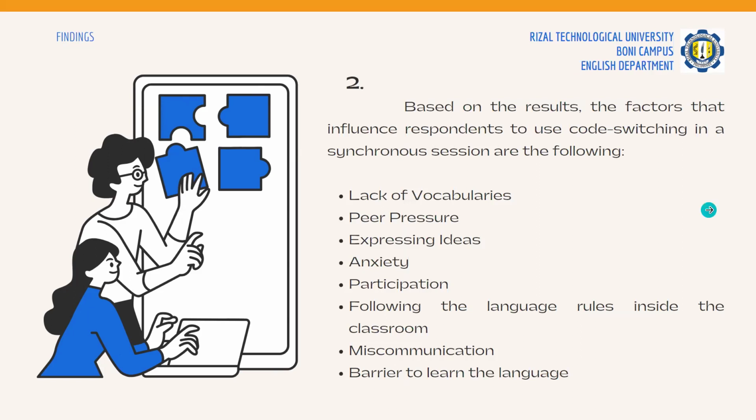Okay, for the next one, which is our SOP2. Based on the results, these are the factors that influence the respondents to use code switching in a synchronous session. The first one is lack of vocabularies. Second, peer pressure. Third is expressing ideas. Fourth is anxiety. Fifth is participation. Sixth is following the language rules inside the classroom. Seventh is miscommunication. And the last one is barrier to learn the language. Next slide.